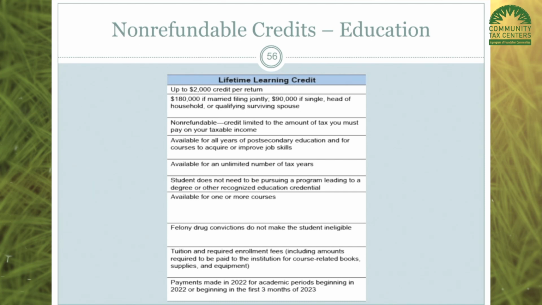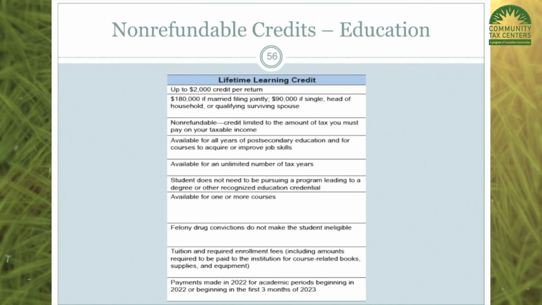It is available for all years of post-secondary education and for courses to acquire or improve job skills. So if a person is just taking a class just for their leisure, again, improving their job skills, or they're in grad school, this will be the credit that they will qualify for. If they're taking one class, two classes, they're not considered a half-time student. If there's an undergrad and not considered part-time, this will be the credit that they will qualify for.